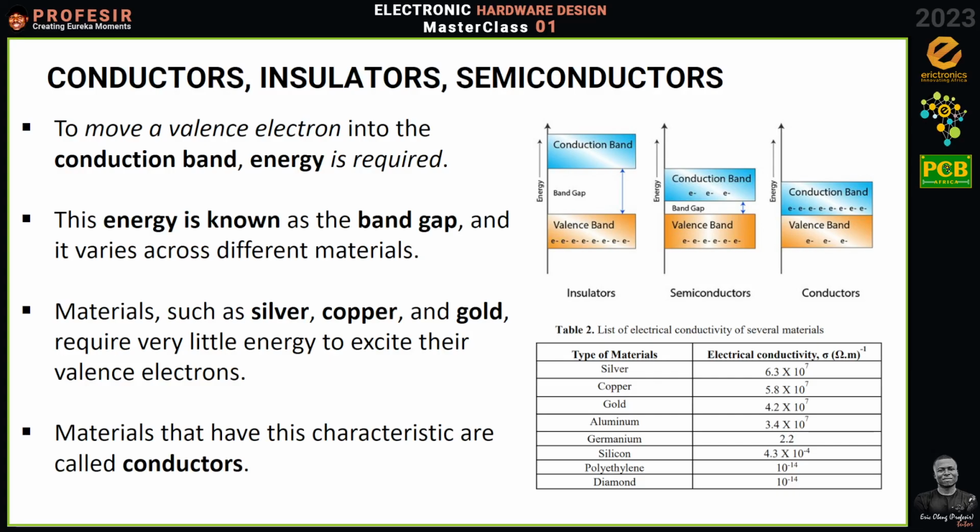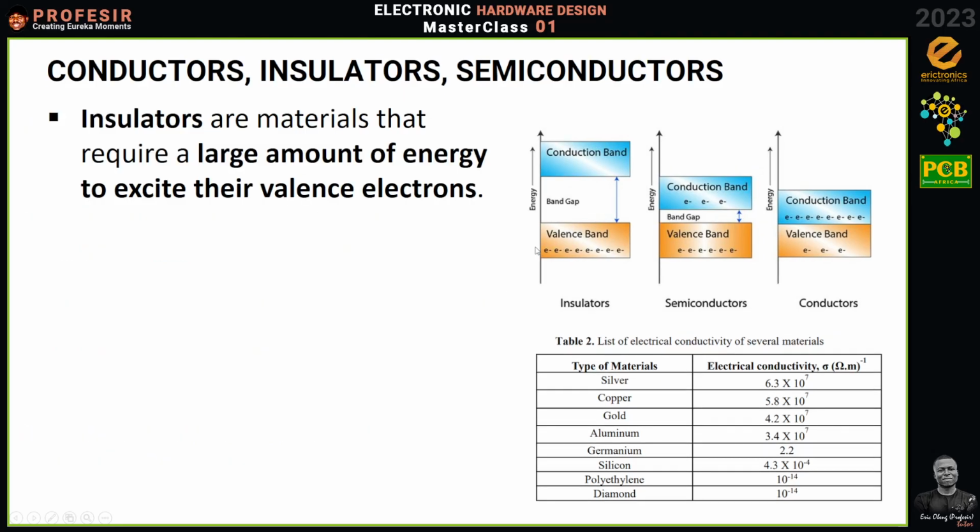A conductor is any material that requires very little energy, or practically no energy, but let's stay with very little energy, to move electrons from its valence band into the conduction band. It's like their conduction band sits right on top of their valence band. Little energy and you are gone. Examples, like I said, are silver, copper, and gold.